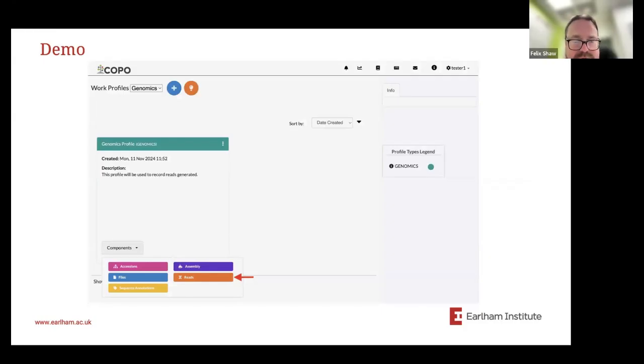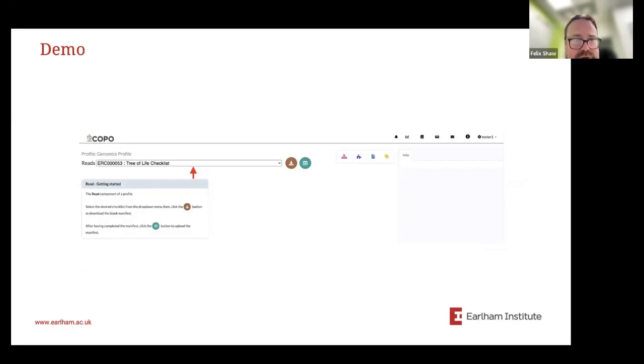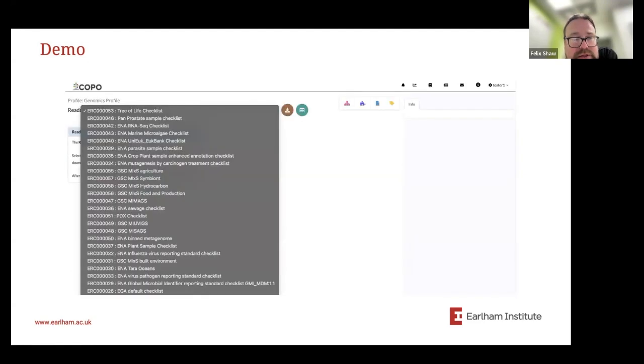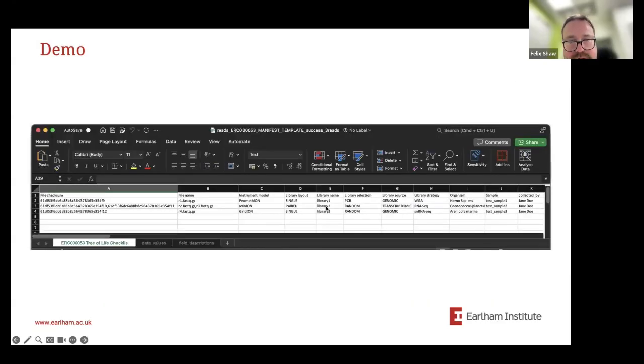So we would go back here, click reads, and then we choose the most appropriate checklist for our data. So these can contain sample metadata, essentially. These are maintained by the ENA, and the most appropriate one for most of our users so far is Tree of Life. So that looks something like this.